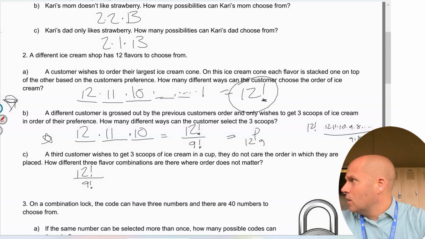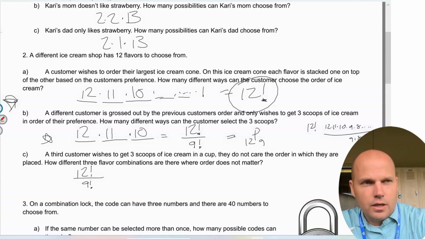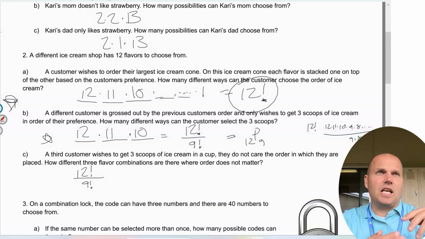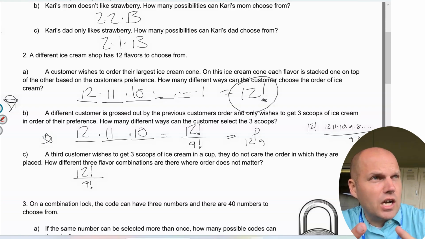However, let's say I ordered chocolate, vanilla, and strawberry. There are 6 ways to order that chocolate, vanilla, strawberry that we would consider the same. And then let's say I did cookies and cream, mint chocolate chip.